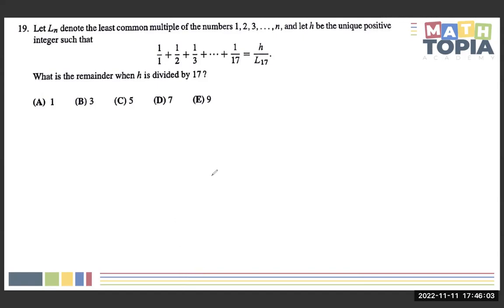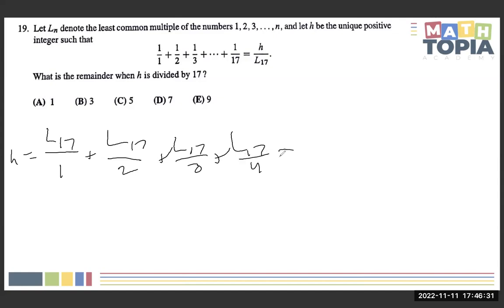Well, first we should figure out how this ends up being h over L17, right? Let's try to get h in terms of itself. If we multiply by L17 on both sides, we get h is equal to L17 over 1 plus L17 over 2 plus L17 over 3 plus L17 over 4, all the way up to L17 over 17.